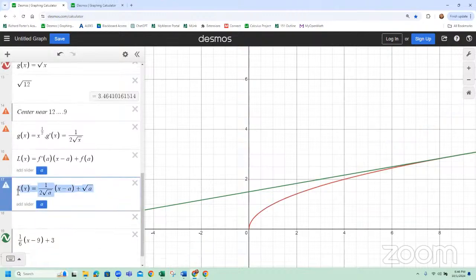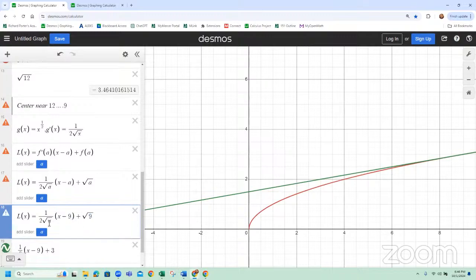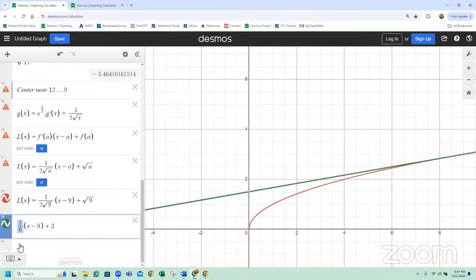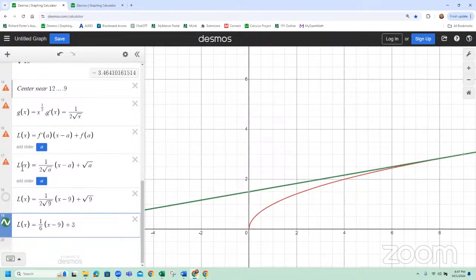So we take this whole thing and put 9s in there: a 9 here, a 9 here, and a 9 here. The square root of 9 is 3, so that gives me 1/6 times (x minus 9), plus 3. That's this green line here. That is the local linear approximation, L of x. So that's our local linear approximation.